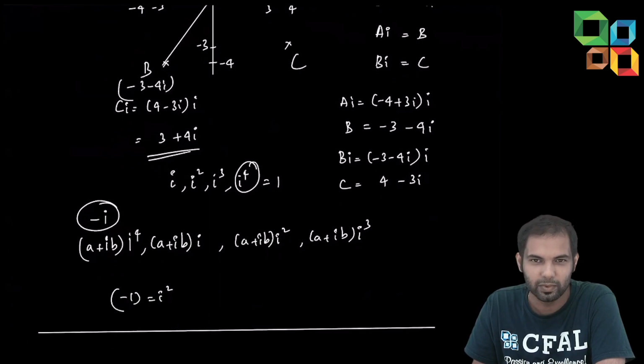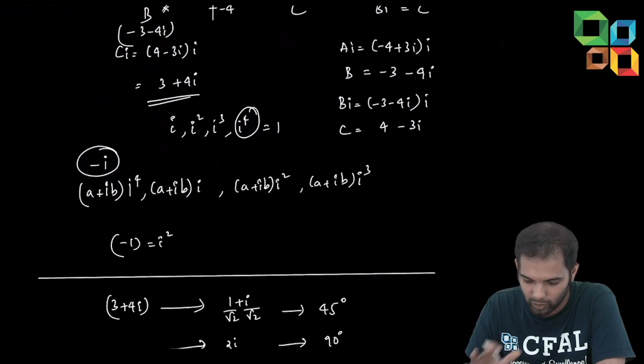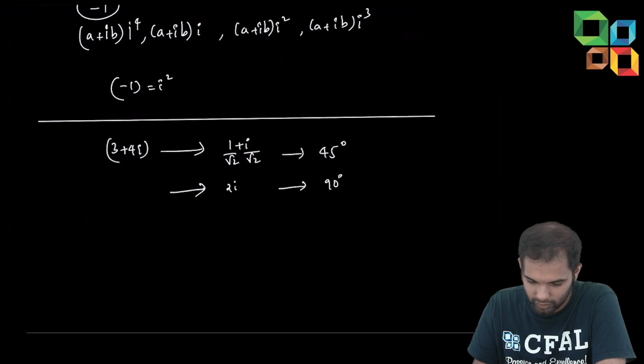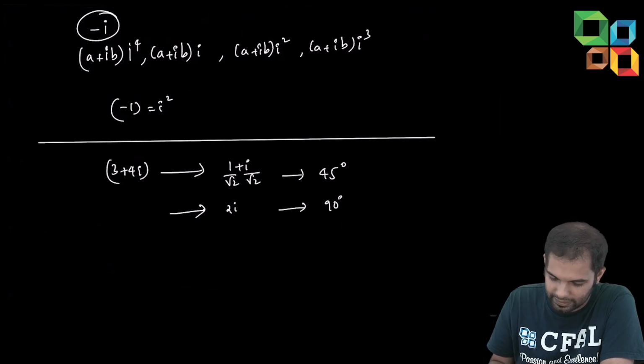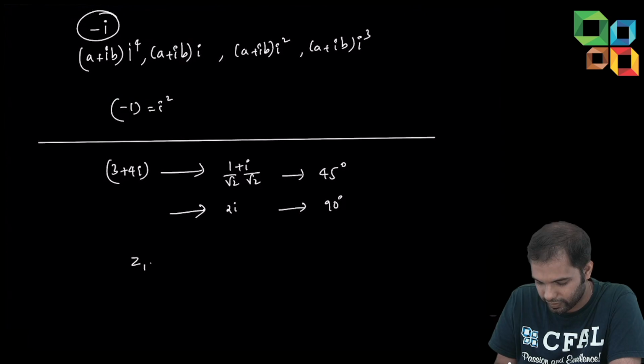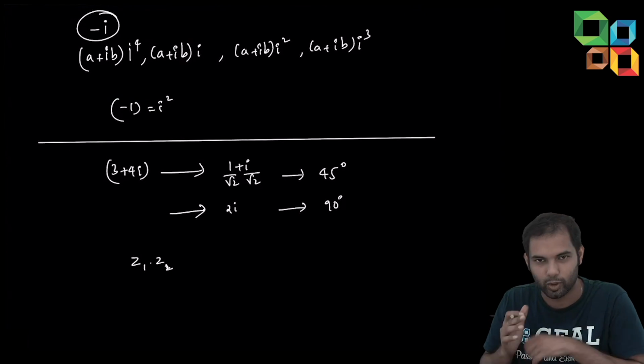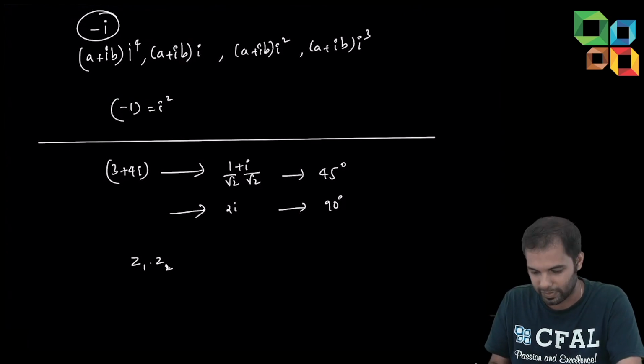So what do you mean by multiplication? Whenever you're multiplying, what happens? Okay, so you've seen multiplication. Just to note it down, see Z1 into Z2. If I'm doing this product, Z1 into Z2, what exactly happens?